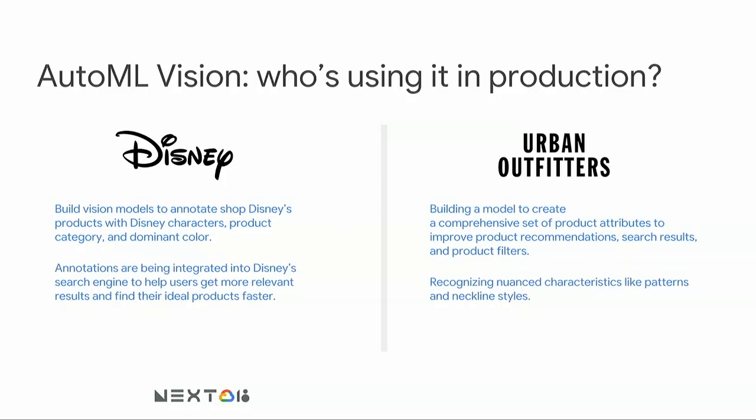So we announced AutoML Vision earlier this year, and some companies that have been participating in the alpha, first is Disney. Disney built a model to identify specific Disney characters, product categories, and colors that were specific to them. And they use that to improve the accuracy of their search results. Urban Outfitters is a clothing company. They built a similar model to identify characteristics in clothing, so types of patterns in clothing, types of neckline styles, things like that. They're using it to automatically tag products and improve their recommendations and search results. So those are some examples of companies using AutoML Vision in production.